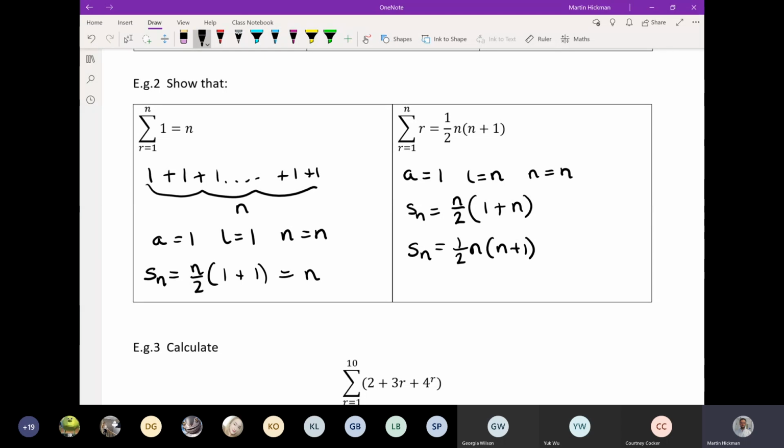And then this is useful for the next bit in terms of knowing the sum of doing 1 plus 2 plus 3 plus 4, etc. It's just going to be a half n, n plus 1.